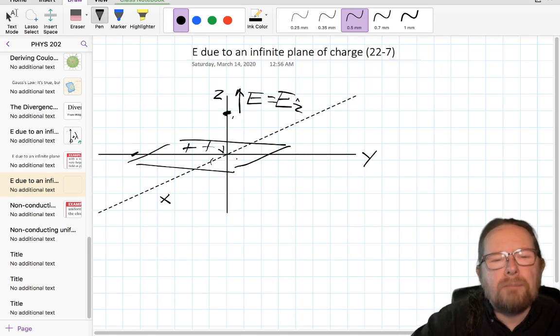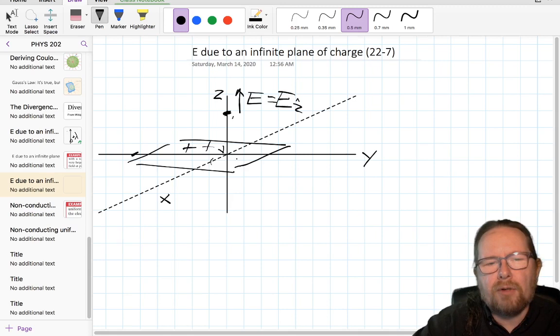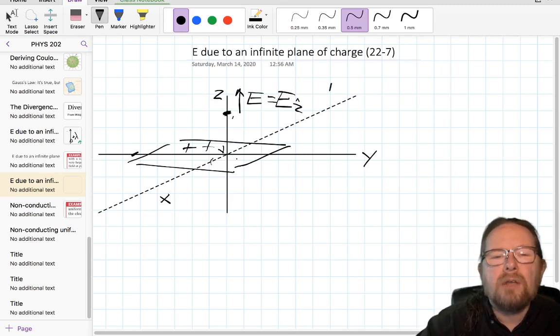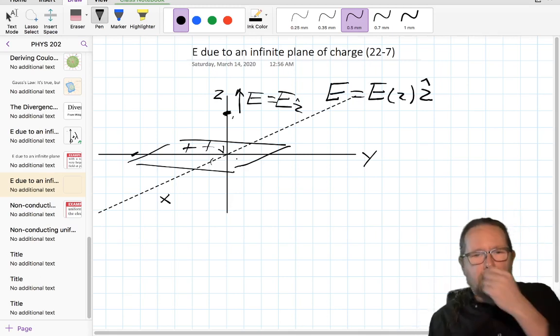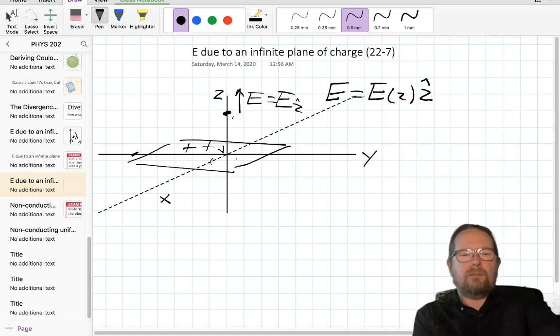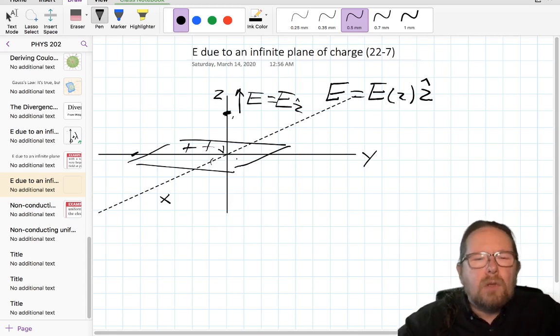We also know that it can't depend on x and y, because an infinite plane looks the same no matter how far you go in the x direction or how far you go in the y direction. So at the very least, the electric field will be some function of z, and it will have a direction in the z hat direction, the unit vector pointing vertically from that plane. The question is, what surface can we use that has the appropriate symmetry to allow us to do our integral?